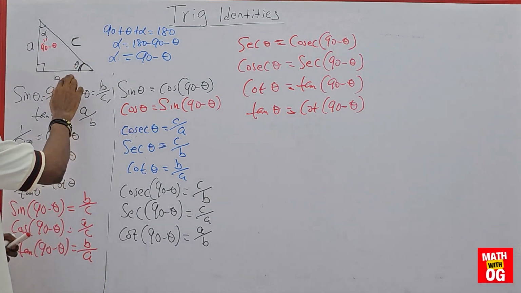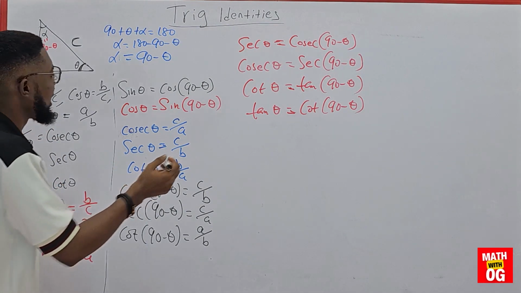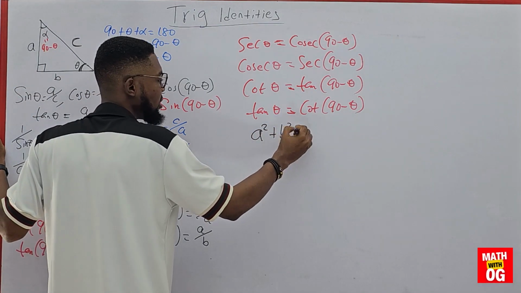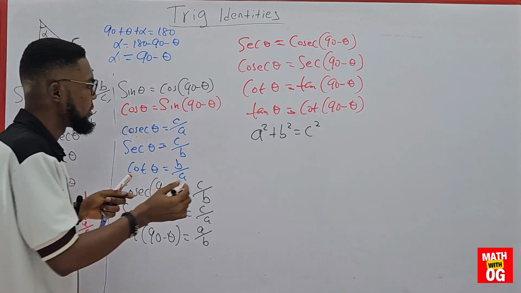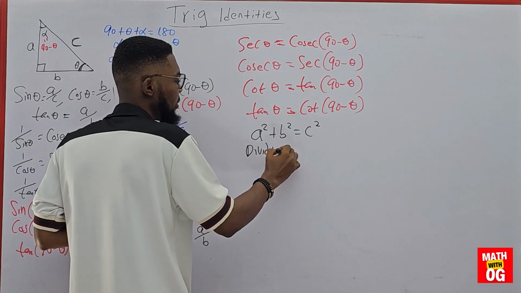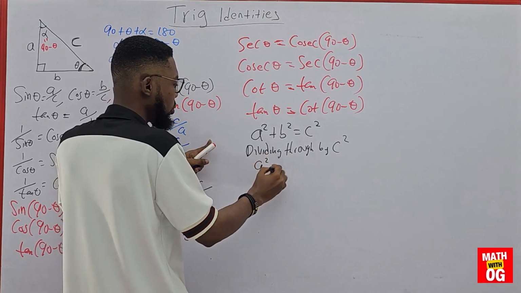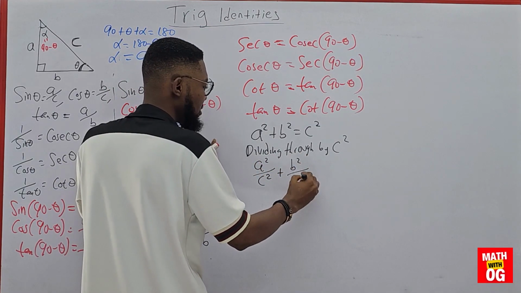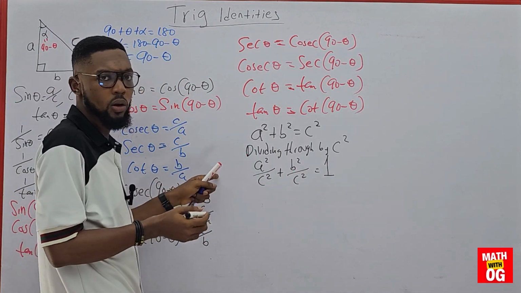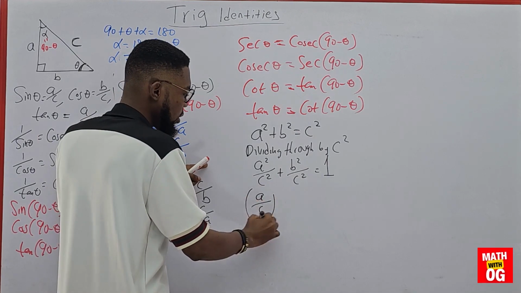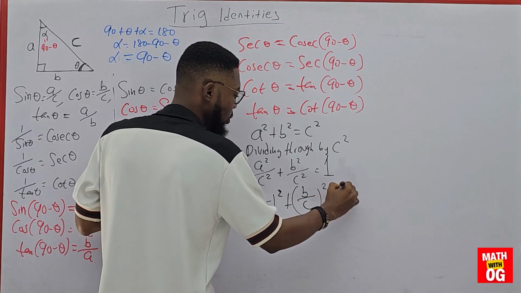Now let's still play with this using Pythagoras theorem. You agree with me that A squared plus B squared is equal to C squared. Now let's divide through by C squared. I have not changed anything. This will give me A squared over C squared plus B squared over C squared is equal to C squared over C squared, which is 1. So A squared over C squared, by indices, can be written as A over C all squared, plus B over C all squared, is equal to 1.